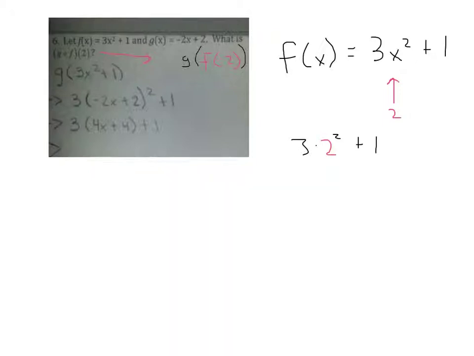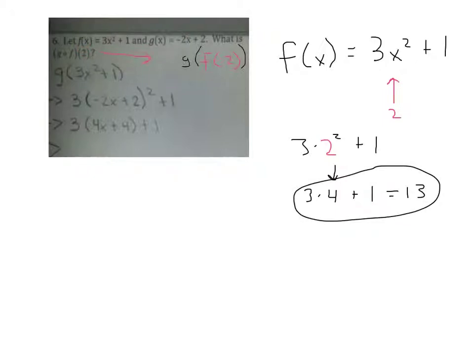So order of operations, the exponent comes first. 2 squared is 4, and 3 times 4 is 12, plus 1 gives us 13. So if we just start with f of x, and we know that that function is 3x squared plus 1, and we use the input 2, then we end up with an output of 13 for that. And so now what we need to do is just apply the g function now.